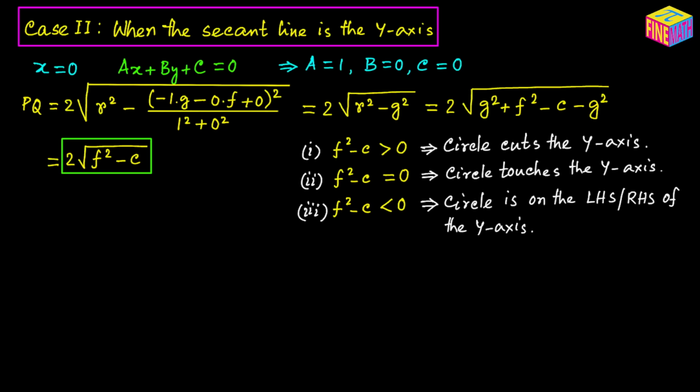And finally, if f squared minus c is less than 0, then we are going to get an imaginary value for the length of PQ. That means the circle would neither cut the y-axis nor touch the y-axis. It will be either on the left hand side or the right hand side of the y-axis.